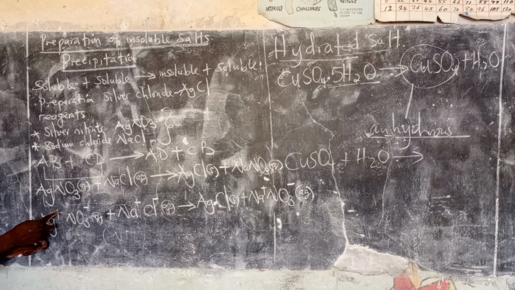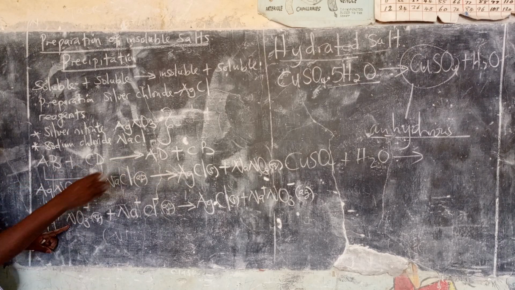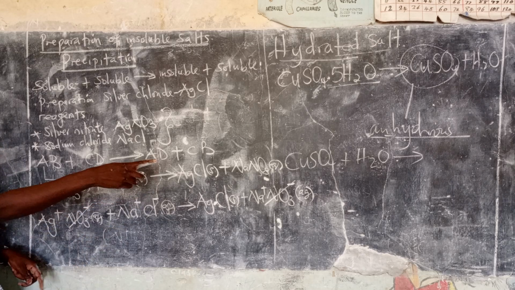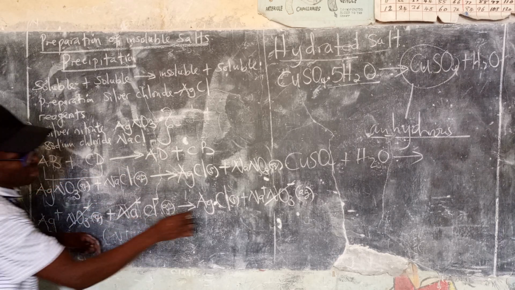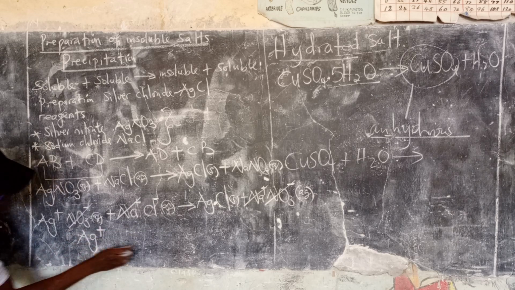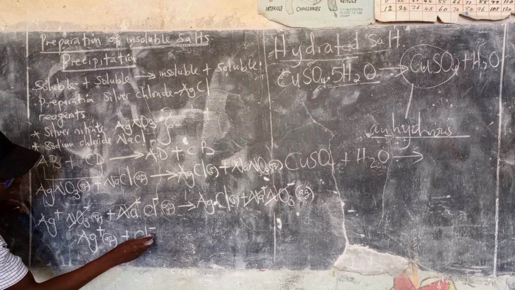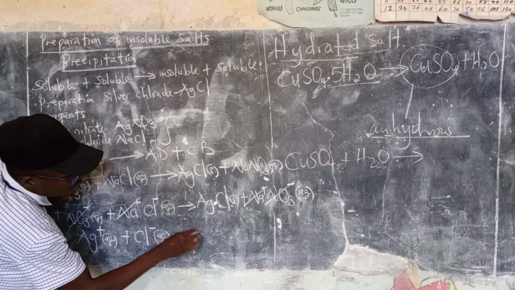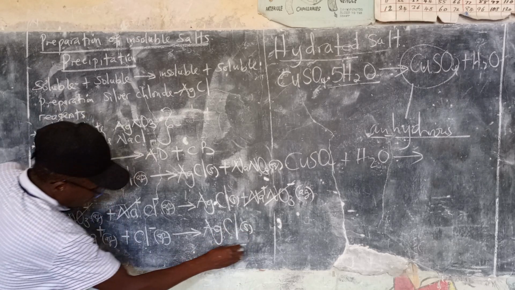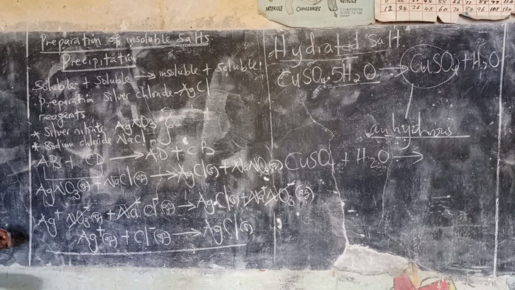Okay? Ag plus. Do you have Ag plus there? No. NO3 negative. Do you have NO3 negative? Yes. This and this out. Na positive. Do you have Na positive there? Yes. This and this. What am I going to remain with? Ag plus, which is still aqueous, plus Cl negative, which is still aqueous, is equal to AgCl solid. This is the net ionic equation.